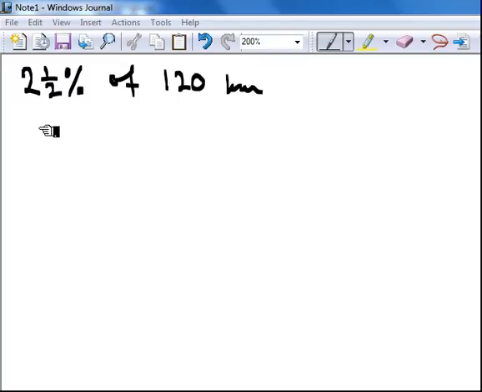Let's find out what 2.5% of 120 is. Notice that the unit we're using here is kilometers, so 120 kilometers. First of all, let's write 2.5% as 2.5 over 100, because percent is hundreds. So 2.5 hundredths of is going to be multiplication.